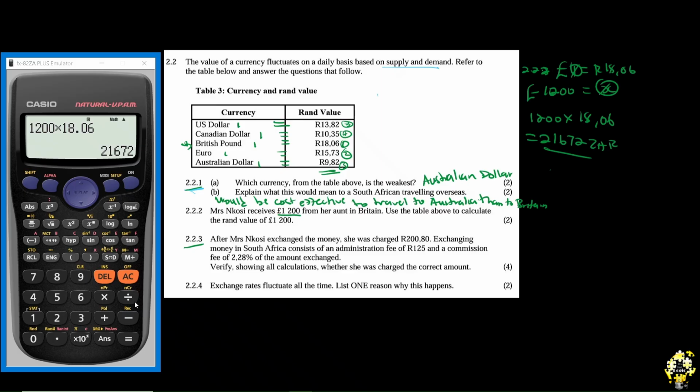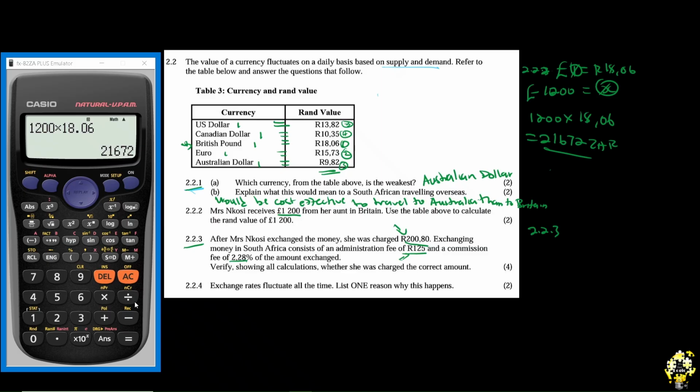Mrs. Nkosi exchanged the money. She was charged 200.80. Exchanging money in South Africa consists of an administration fee. So there's an admin fee of 1,125 and a commission fee of 2.28% of the amount exchanged. Verify all calculations, whether she was charged the correct amount. So this is what she was charged. But apparently you have to pay this, and you also have to pay 2.28% of that particular amount of money that you received. So let's come here and say 2.2.3.